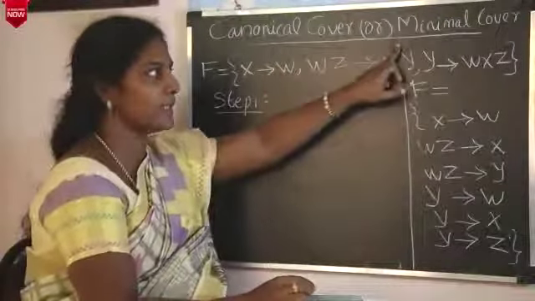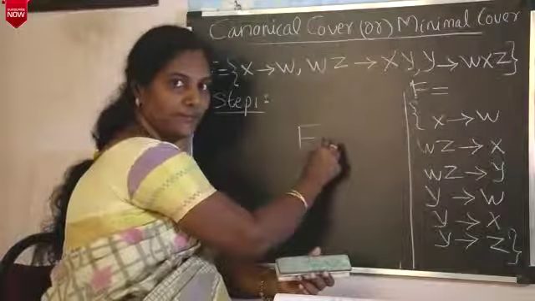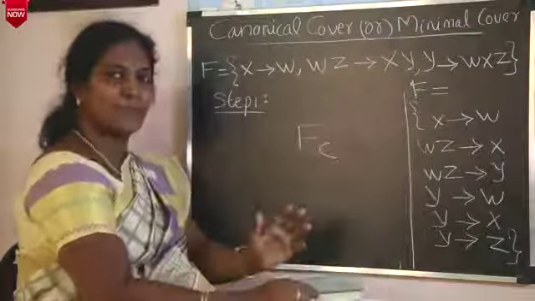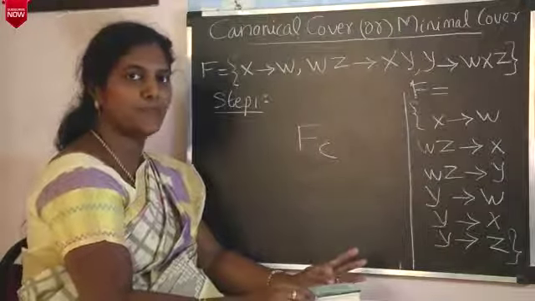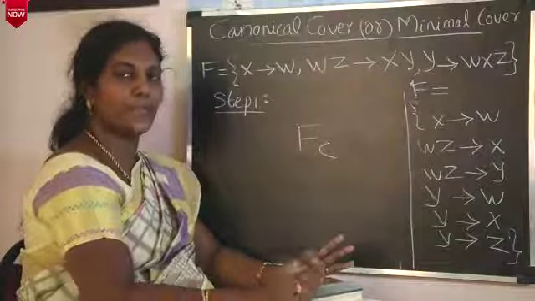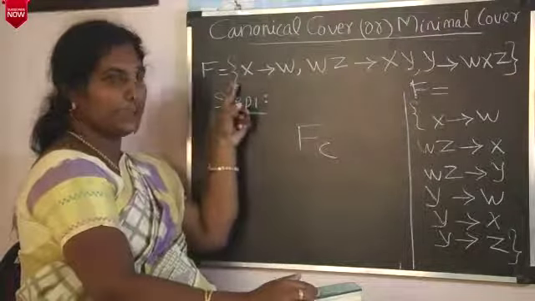It is also referred to as minimal cover. It is denoted by FC. The main purpose of using this canonical cover is to eliminate redundant functional dependencies from a set of functional dependencies. For example, consider F.